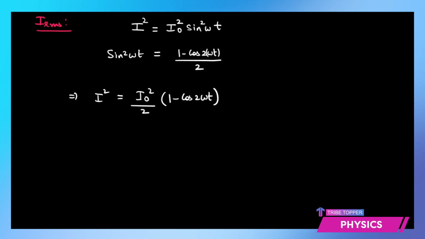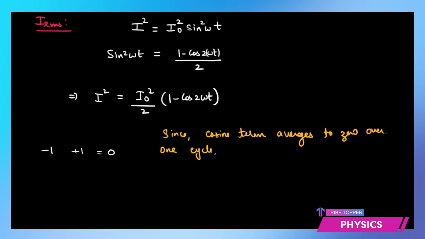Now to find the average, remember the cos will average out to 0 over one full cycle, because cos has a minimum value of -1 and a maximum value of +1, so the average is 0. Since the cosine term averages to 0 over one cycle, this part is 0. So 1 minus cos 2 omega t turns out to be 1 over one full cycle. Therefore we are left with I square equal to I naught square by 2. What I have taken out is the average, so I'll say I bar square is I naught square by 2.